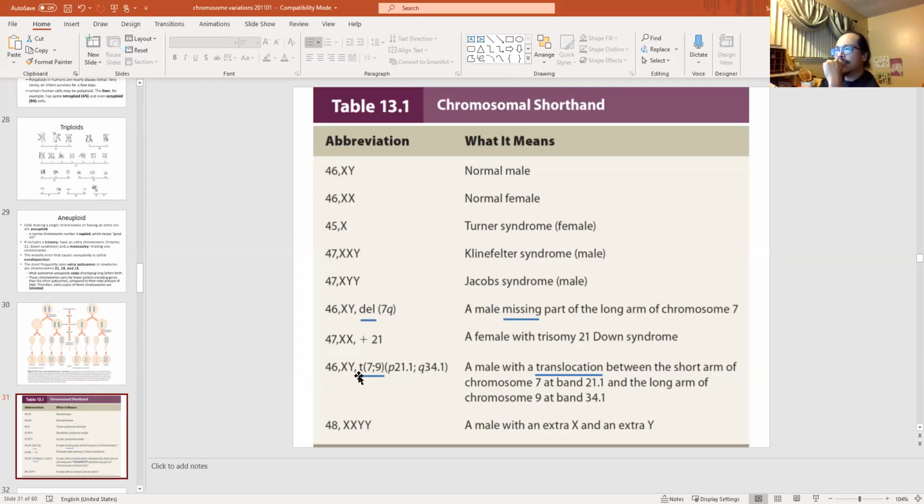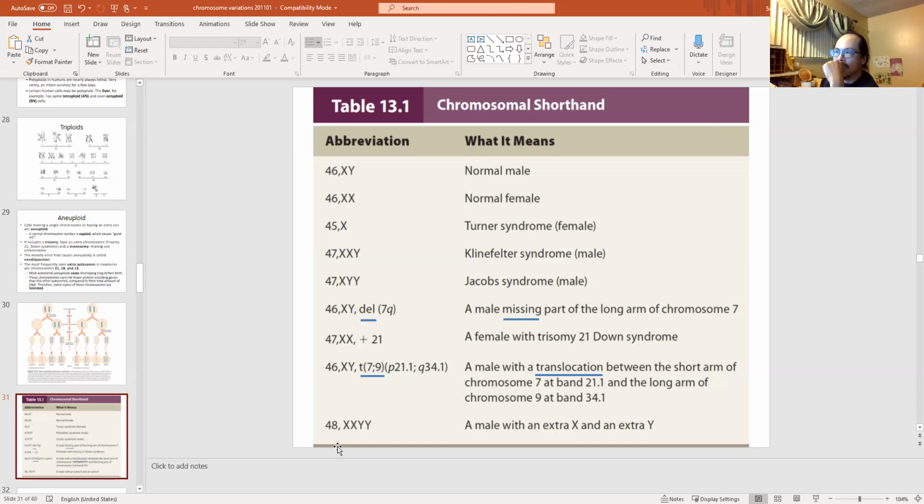We may have a translocation, say this one. This is 46, XY, so the number of chromosomes is not different. But here we have a translocation. T refers to translocation. Translocate what? Chromosomes 7 and 9. Which parts are translocated? P21.1. That segment is translocated between chromosome 7 p21.1 and chromosome 9 q34.1.